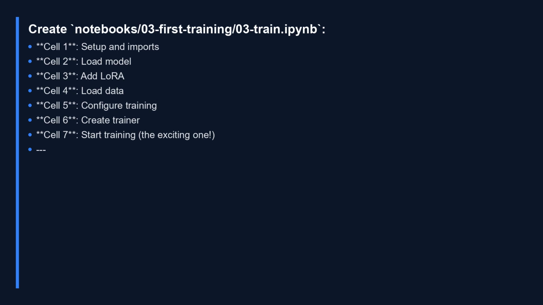Create notebooks/03_first_training/03_train.ipynb. Cell 1, setup and imports. Cell 2, load model. Cell 3, add LoRA. Cell 4, load data. Cell 5, configure training. Cell 6, create trainer. Cell 7, start training, the exciting one.